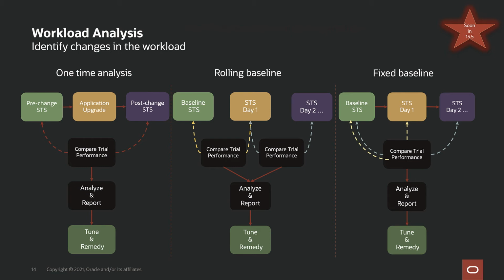With a fixed baseline, we use the baseline SQL tuning set and always compare with the same SQL tuning set. So it's day 1 and day 2 and onwards. This will help us to identify the SQLs that are slowly regressing in performance due to more data in the database. With the rolling baseline, we mostly compare and try to identify if there are any changes day to day.